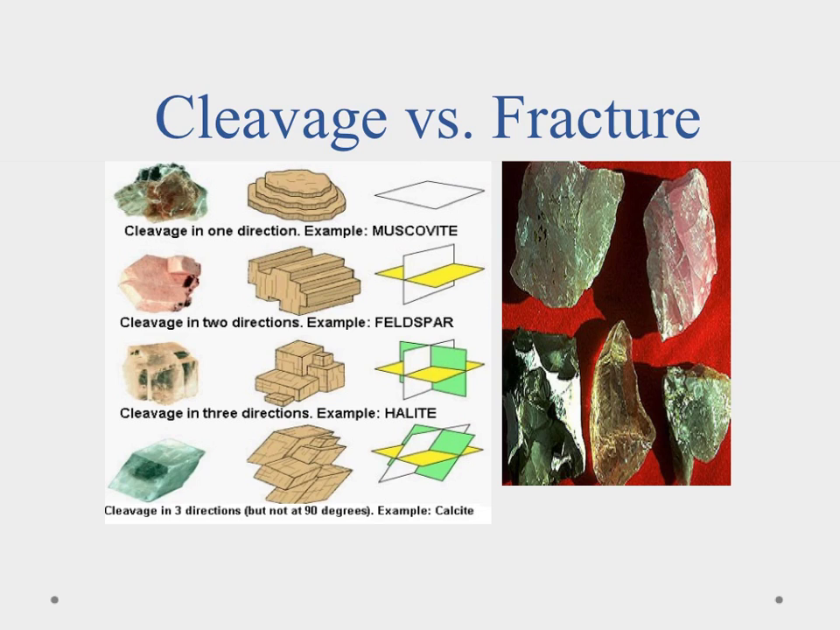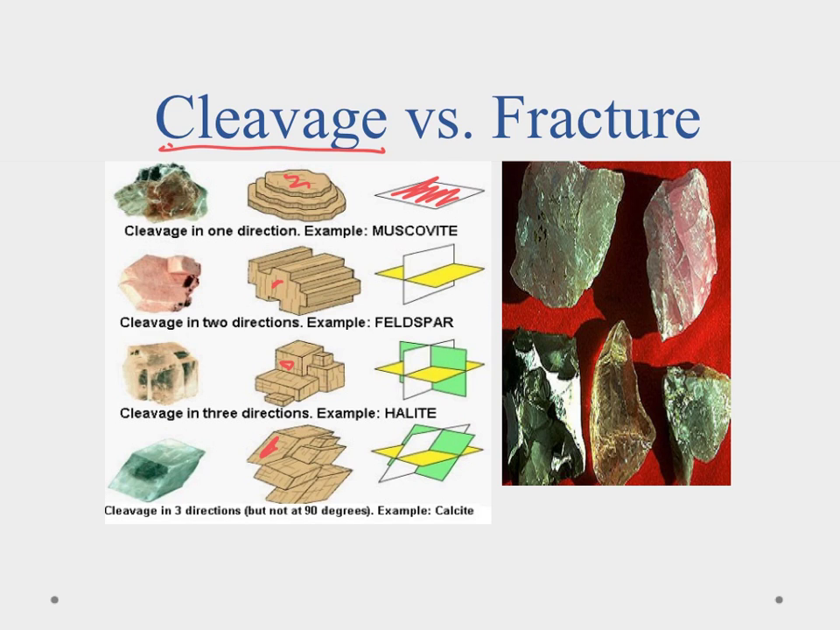These deal with how a mineral breaks. When we have cleavage, we say that it's going to break in one direction and form a flat surface. If we look at muscovite here, you can see it breaks off in these little sheets, and you can see that it's a flat surface. We can have it in 2 directions like feldspar, 3 directions like halite, 3 other directions in calcite, but all of these are going to have these flat surfaces. And that tells us that it's cleavage, if it's a nice even flat surface.